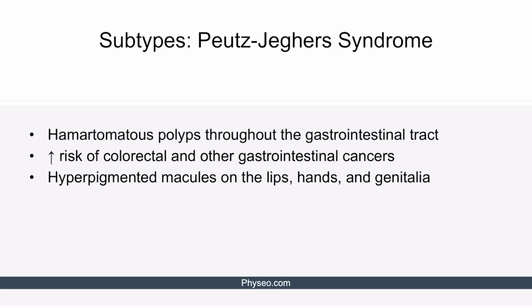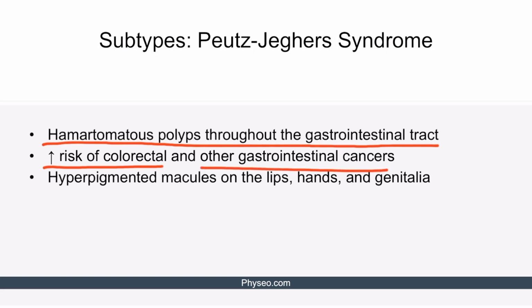Now, Peutz-Jeghers syndrome is characterized by hamartomatous polyps throughout the GI tract. And recall that hamartomatous polyps are formed by disordered growth of native tissue, and they themselves are not malignant. However, these patients have been shown to have an increased risk of developing colorectal cancer and various other GI cancers. In other words, if you see a hamartomatous polyp, you're not thinking that the hamartoma is actually dangerous itself. It just makes you worried about what else might be going on.